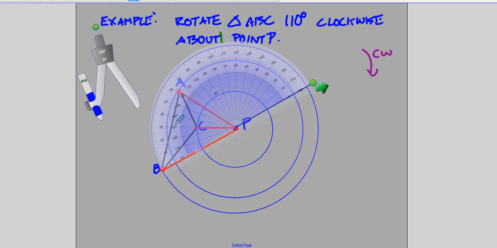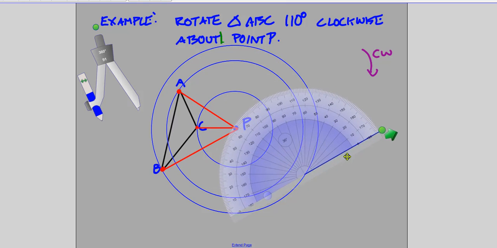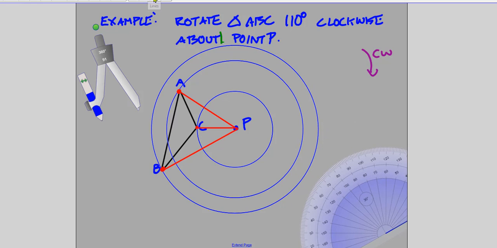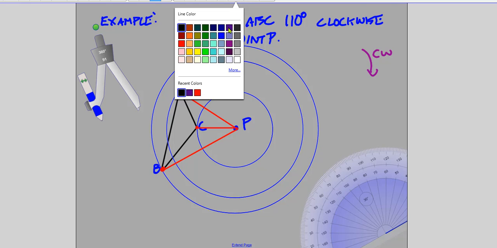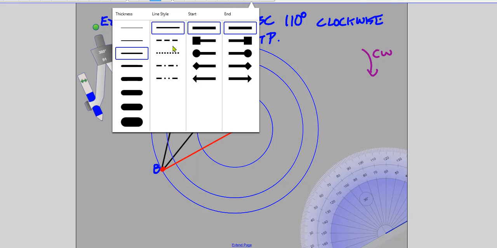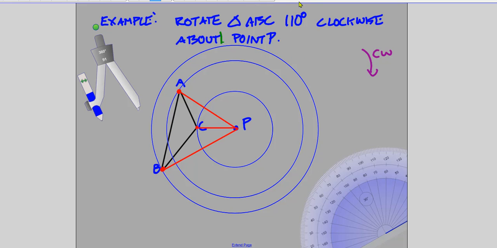Okay, so I'm going to move that protractor out of the way again. Draw a line segment. I'll use purple again. I'll do a dashed line here. Okay, so this is where B prime will be located, our point B prime. So this is going to be a 110-degree rotation right here. So let's write B prime.